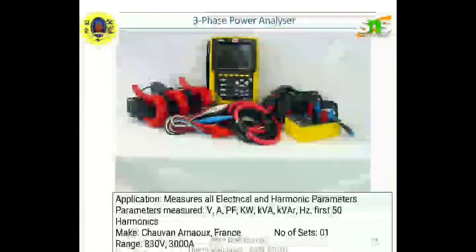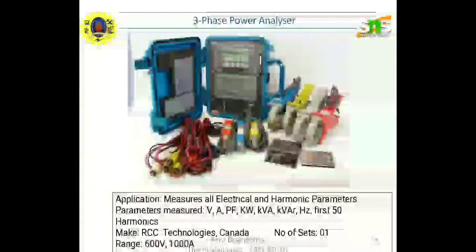Then the required sample size, when we check the error margin of the breakdown of the machine, will rectify that solution. Here is the three phase power analyzer. It will be used to measure all electrical and harmonic parameters, and it's made in Canada. Its range is 600 volt to 1000 ampere, and it will be very useful for measuring electrical sectors.